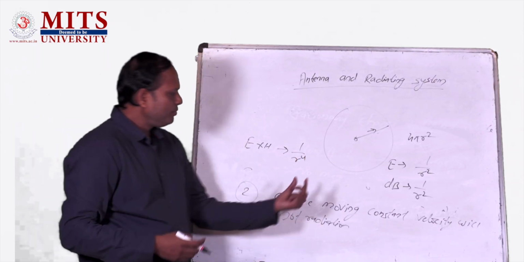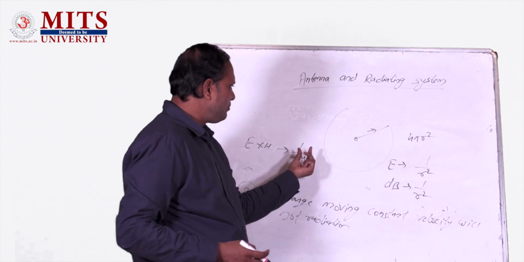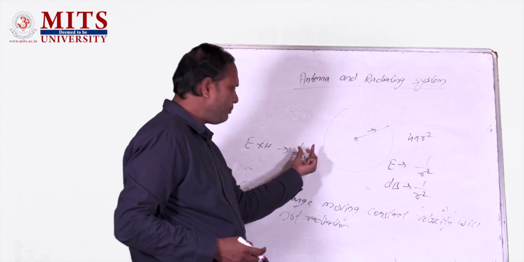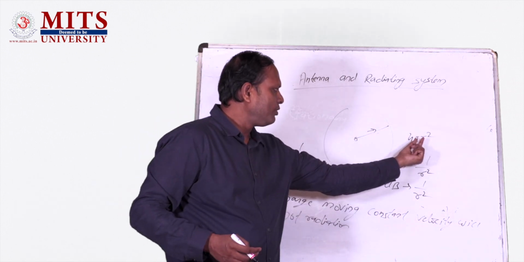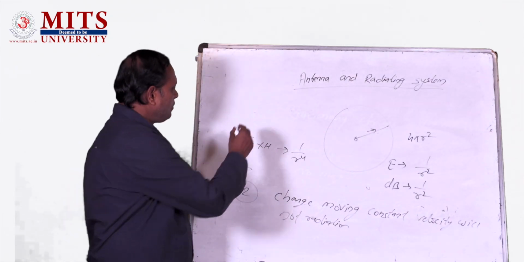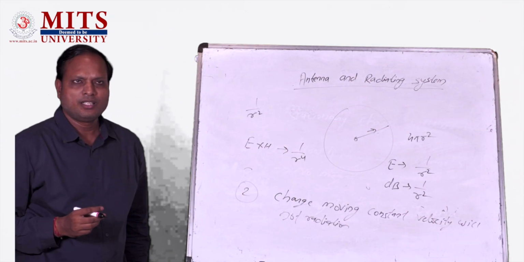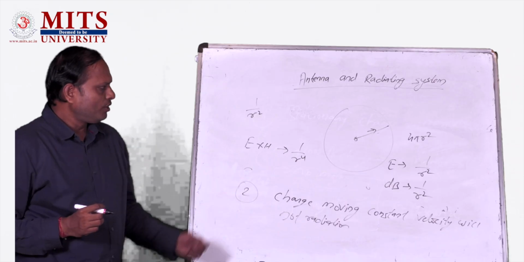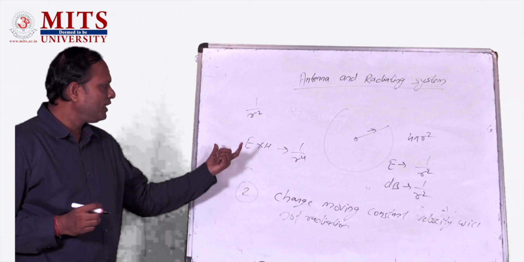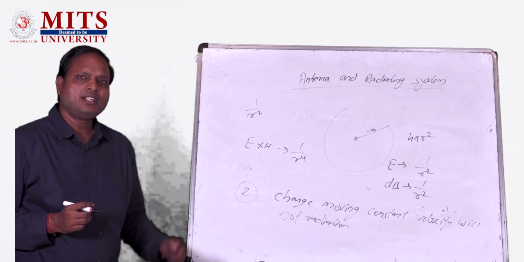If you multiply this 1 by r to the fourth by r square, a 1 by r square term will not remain. Therefore, no radiation will occur from the structure.